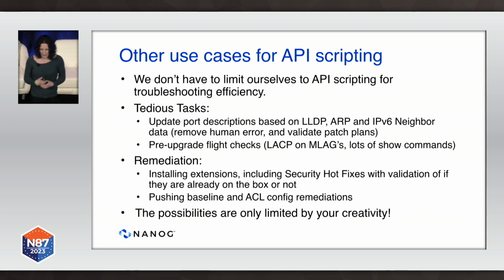So like installing extensions, like hotfixes. You can also do it to validate if you even have the extension on there or not, so you don't waste time pushing an extension that's already been installed. Or if you even need to do it for this specific version, because sometimes the hotfixes are only applicable to certain versions of EOS or certain versions of hardware modules. So again, to save you time, you could shove all your switches into the script, but if you've got all these if statements written in there, it's only going to go and install your hotfixes on the ones that actually need it and don't already have it. So just, again, removing lots of room for human error and speeding up the whole process. And then things like pushing baselines and ACL config remediations as well, very easy and quick to do via scripts. So really the possibilities are only limited by your creativity.